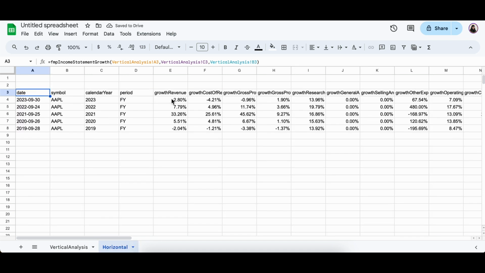And as you can see, it is already fetching the data in percentage terms. It is showing the change in comparison to the previous year. As I mentioned, the horizontal analysis is comparing company financial data across multiple periods to identify trends and basically growth patterns. It is showing the changes in the financial statements over time. So in this case, for example, the gross revenue declined from the previous year by 2.8%.